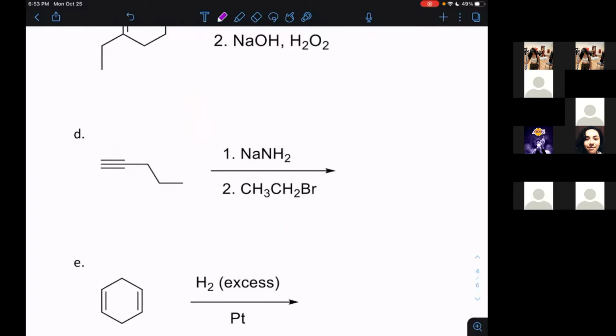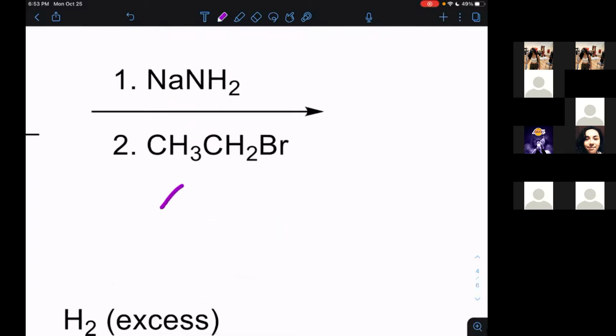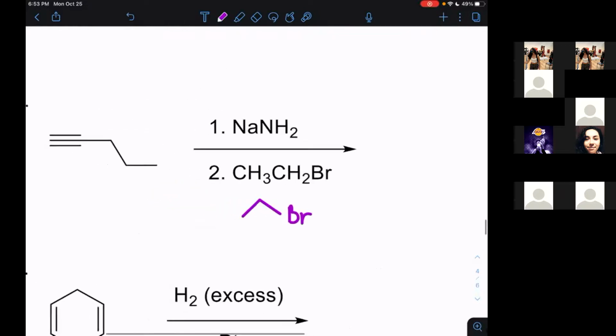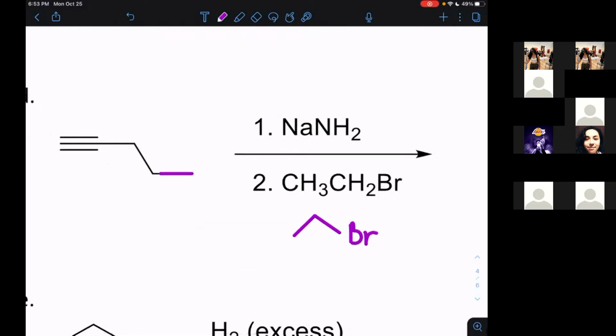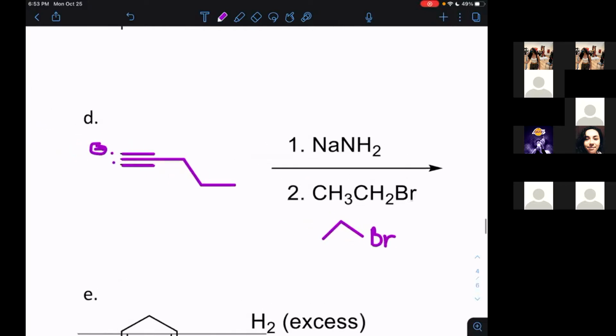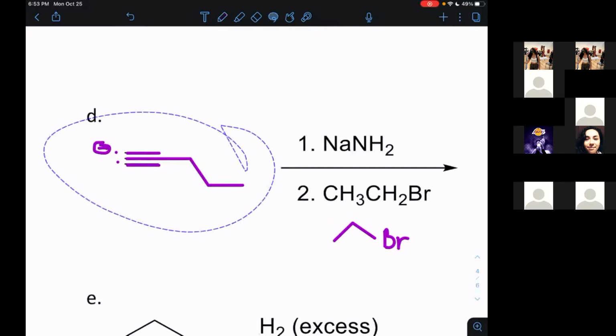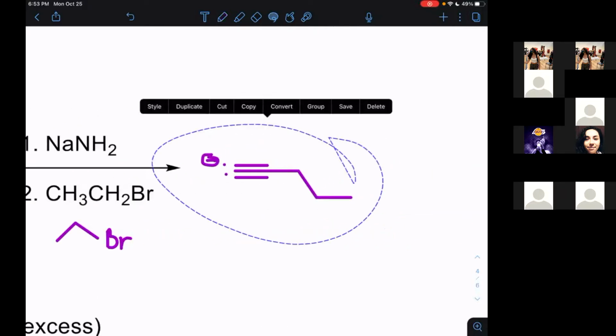NH2, and whenever it's these ones, I draw them out. So this one looks like this. BR. And this first one is just going to deprotonate it, so there is an invisible hydrogen at the end. So it'll just look like that for the first step. But then here, let's see, I'll leave that actually.